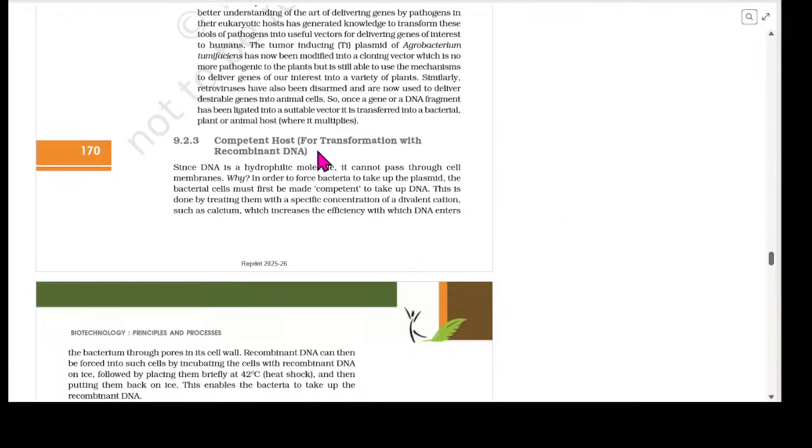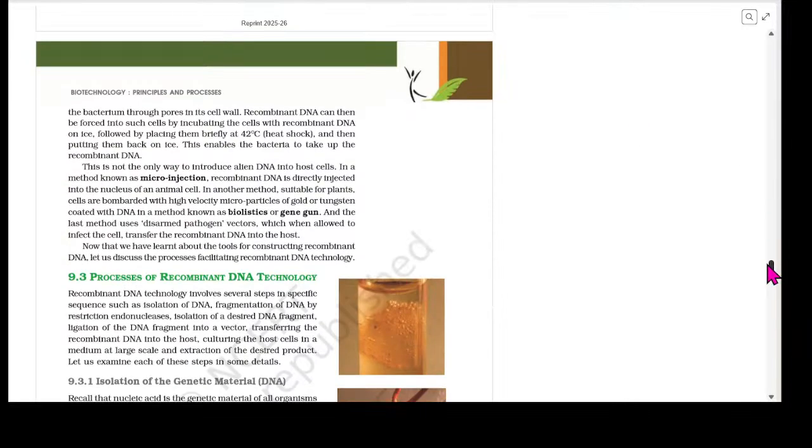Competent host for transformation with recombinant DNA. Since DNA is a hydrophilic molecule, it cannot pass through cell membranes. In order to force bacteria to take up the plasmid, the bacterial cells must first be made competent to take up the DNA. This is done by treating them with a specific concentration of a divalent cation such as calcium, which increases the efficiency with which DNA enters the bacterium through pores in its cell wall.